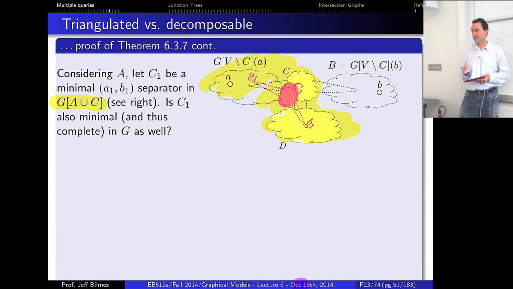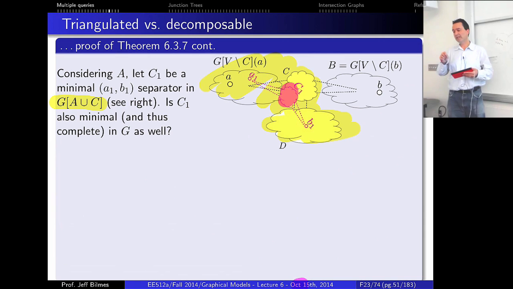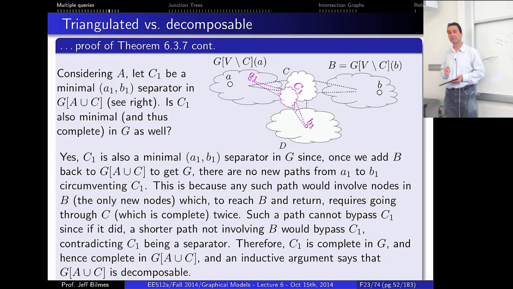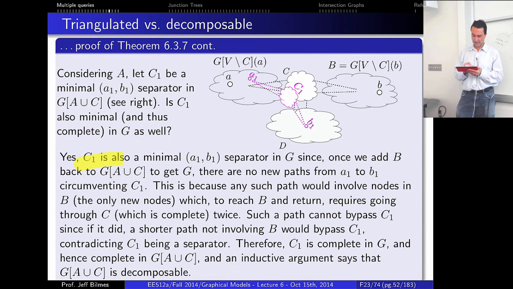We do know that it's a minimal separator in the subgraph G of A union C, but it has to be a minimal separator in the larger graph, because the assumption was that all minimal separators were complete. Okay. So the question we want to ask is, is C1 also minimal? And therefore, since it's minimal and we're talking about the graph G, it's also complete in G as well. And the argument says that yes, it's also a minimal A1, B1 separator in G. And here's why. So the answer is yes.